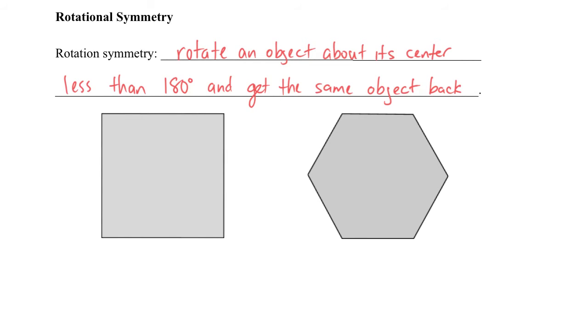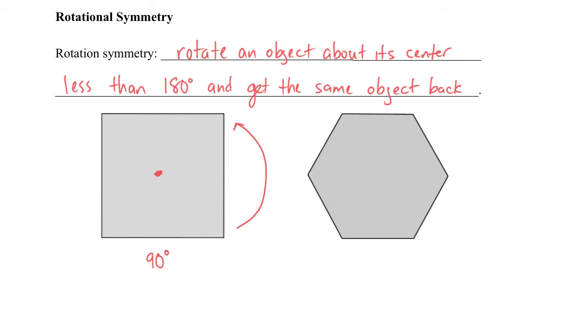Imagine for a second this square right here. If I were to rotate this square about its center, let's assume the center is right about there, eventually I'm going to see the same exact square. Now, how far would I have to rotate it? Well, we'd have to rotate it 90 degrees. That's a pretty easy one to figure out.